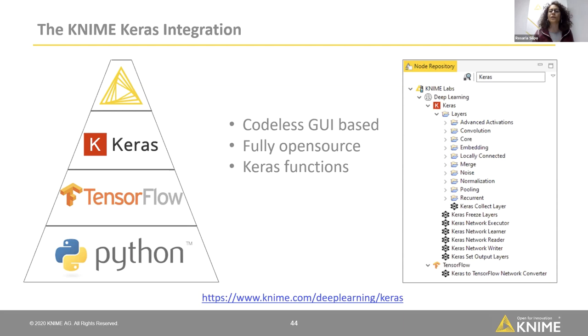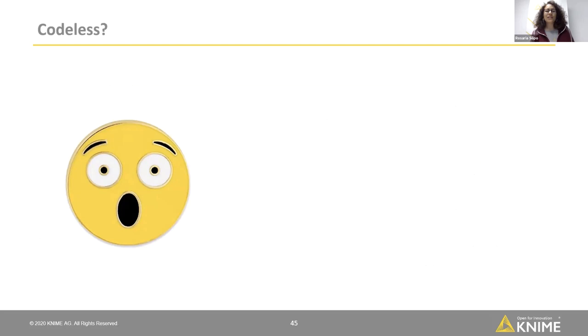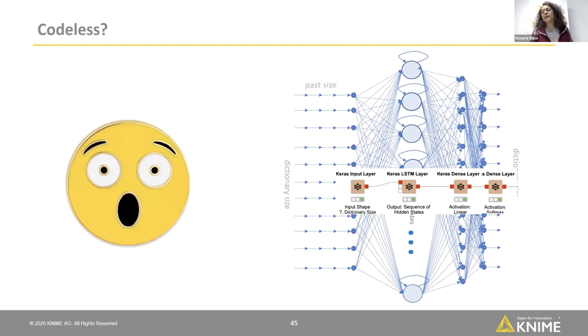And this is an extract of the nodes that are available from the KNIME Keras integration. Yes, I meant codeless, exactly. And that was the network that we wanted to build. And this is the network that we actually put together using the nodes from the Keras integration. As you see, there was one node building the input layer, one node building the LSTM layer, one node for the first dense layer with linear activation function, and then one node for the output dense layer with the softmax activation function. So it was pretty easy.